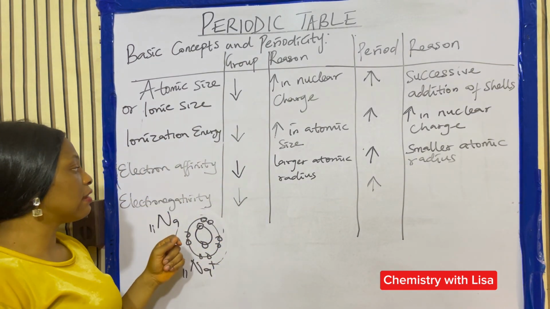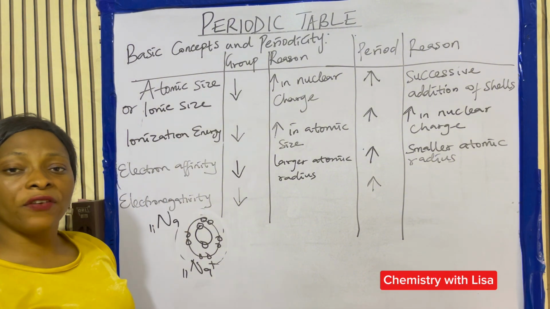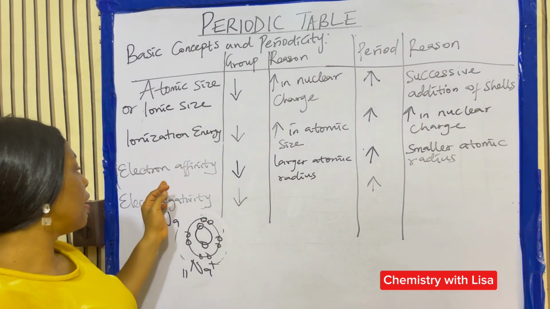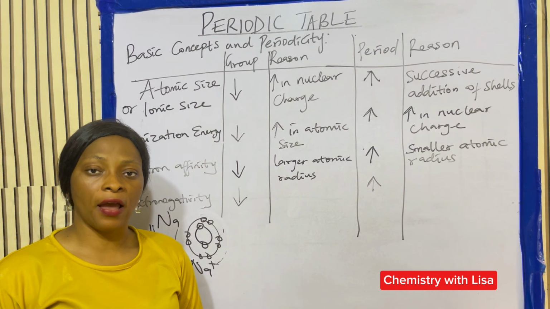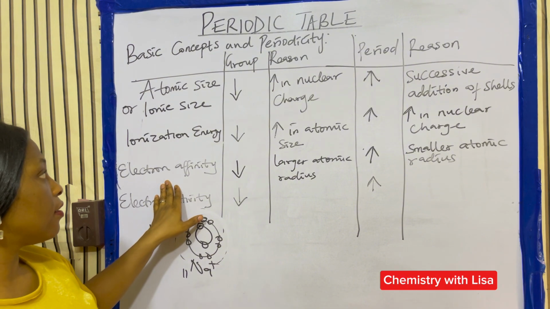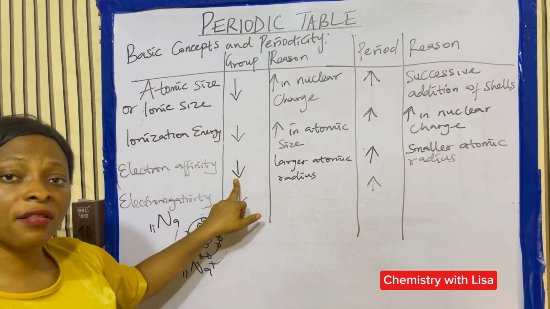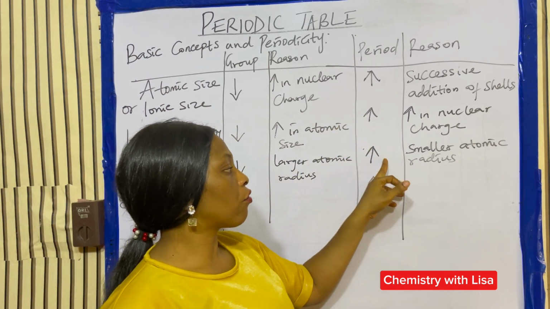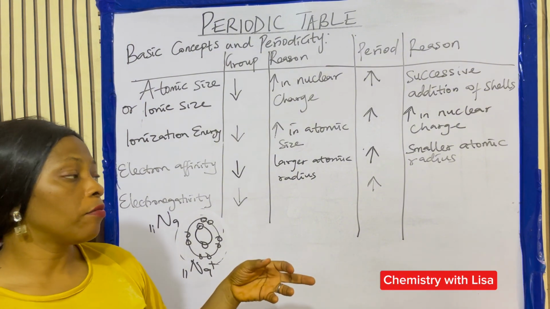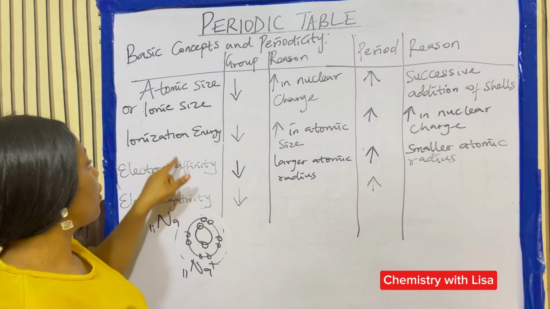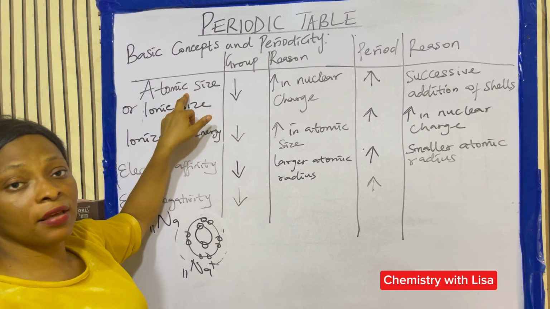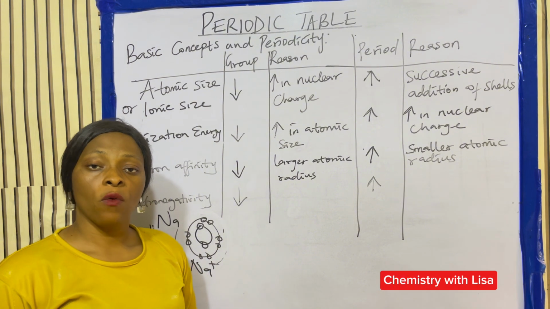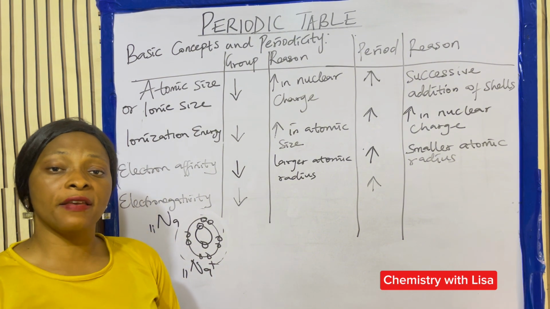Now, we look at electron affinity. Electron affinity is energy released to form a gaseous negative ion. Now, this electron affinity decreases down the group due to larger atomic radii and increases across the period due to smaller atomic radii. That is to tell you that it is directly proportional to atomic size or ionic size. So, electron affinity is energy released when an atom gains an electron to form a negative ion.